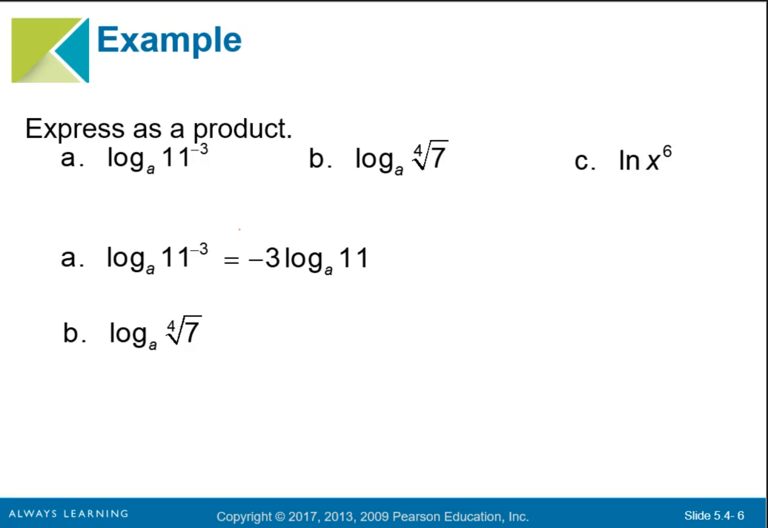Okay, so here I have log base a of the fourth root of 7. Well, our fourth root is the same as an exponent, 1 over 4. All right, that's going to make the difference. So log base a of 7 to the 1/4. And then we take that 1/4 and we bring it down, so 1/4 times log base a of 7.